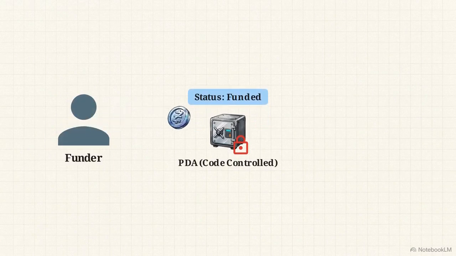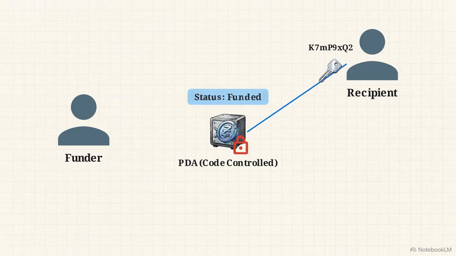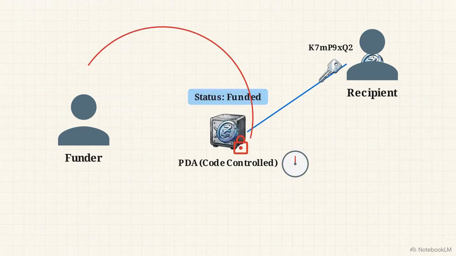A funder deposits USDC into this account, which is controlled entirely by code rather than a private key. The program generates a unique 7-character alphanumeric string that serves as the specific requirement for release. The smart contract manages 2 specific state transitions. If a recipient provides the matching data string, the program validates the code and moves the status from funded to released. If the preset timeout is reached first, the funds are programmatically routed back to the funder's address.